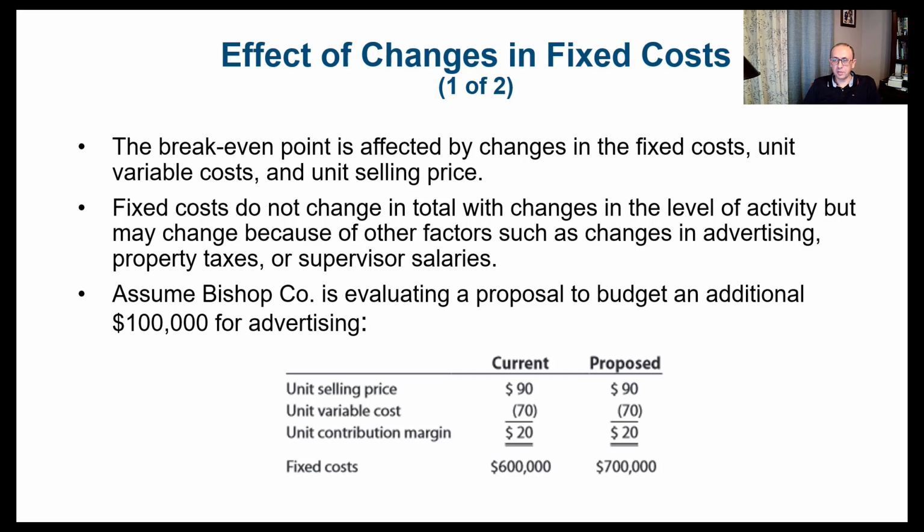Assume Bishop Company is evaluating a proposal to budget an additional $100,000 for advertising. The unit selling price, the current one, is $90. The proposed is still $90. The unit variable cost is $70, and the unit contribution margin is $20. The thing that they are proposing to change is the fixed cost, which is going to increase from $600,000 to $700,000.